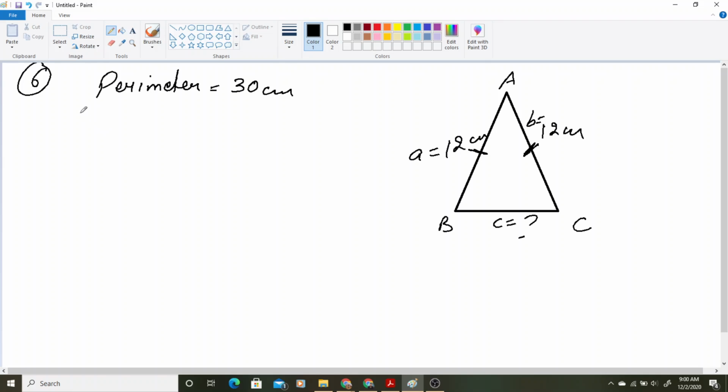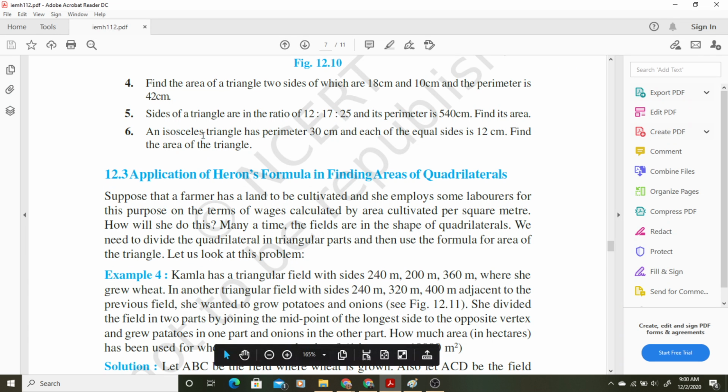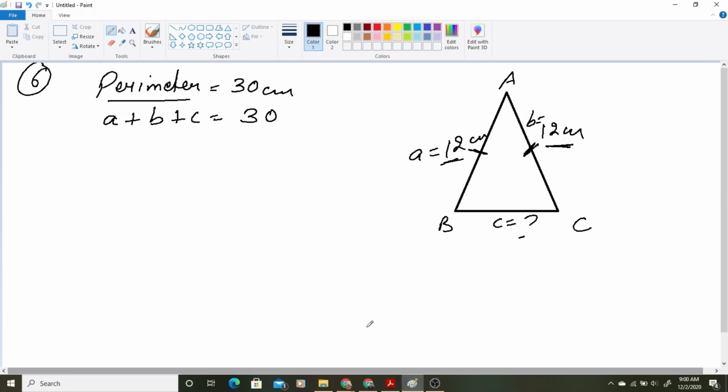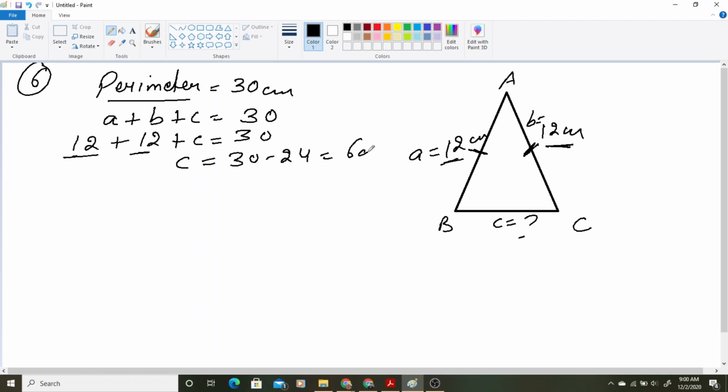This side you can take as C. So the perimeter of a triangle, you know, is A plus B plus C equal to 30. How much is A given? 12. B is given 12. Because in the question it is said that each of the equal sides is 12 centimeter, right? So you can take both equal sides as 12 centimeter, then A is 12 plus B is 12 plus C you can find from here. So C will be how much? 30 minus 24, it will be 6 centimeter.